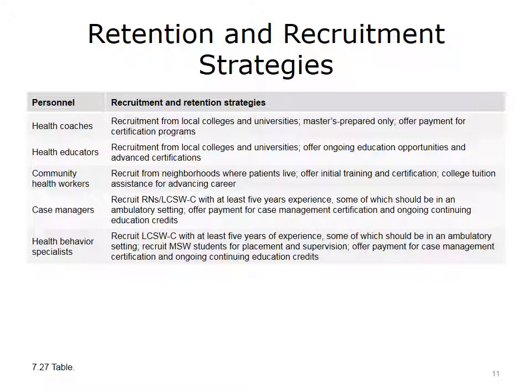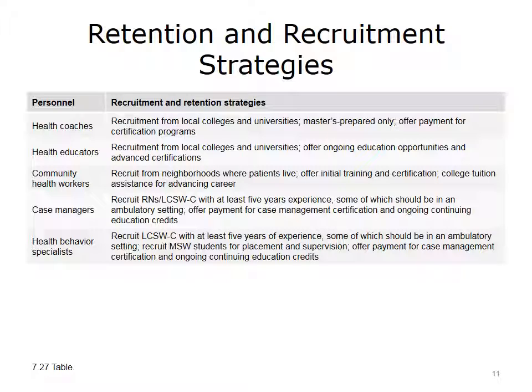And J-CHIP pays for nurses to continue their accreditation and certifications by getting those additional credits and going to both local and national conferences. For health behavior specialists, J-CHIP has found that it's helpful to recruit masters in social work students who need placement and supervision. And they offer them, again, case management certification when they're eligible for that, and ongoing continuing education. Generally, with people who are embedding in primary care clinics, they have a collaborative relationship with the clinics in that they allow the clinics to screen and help them hire candidates.